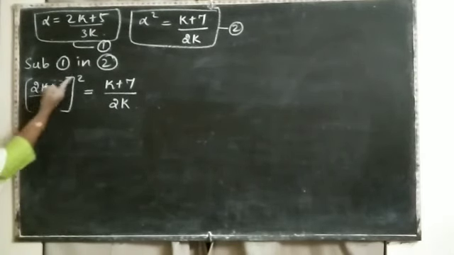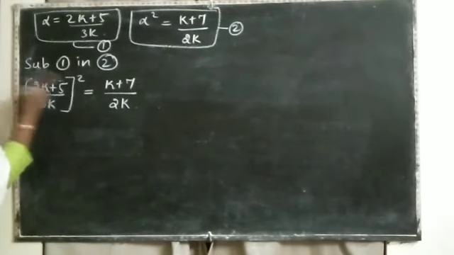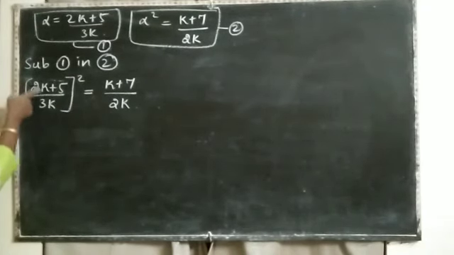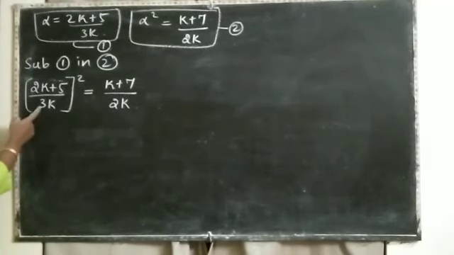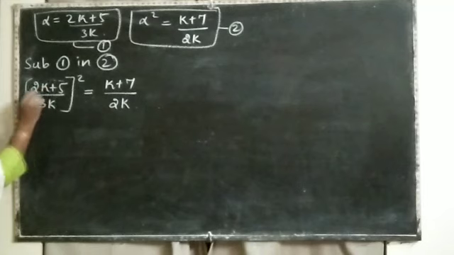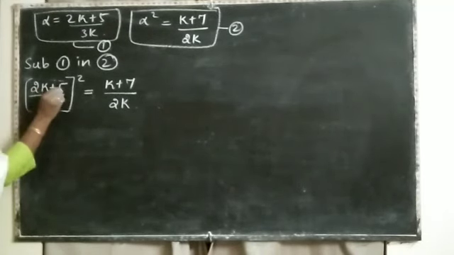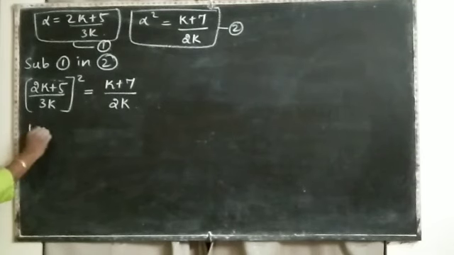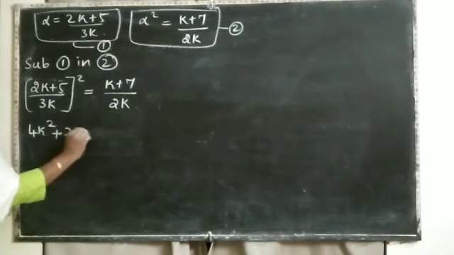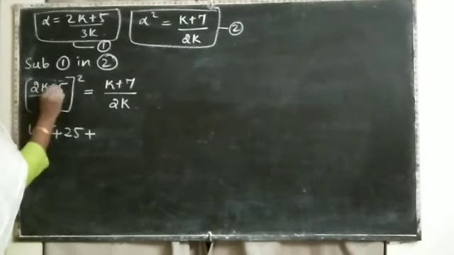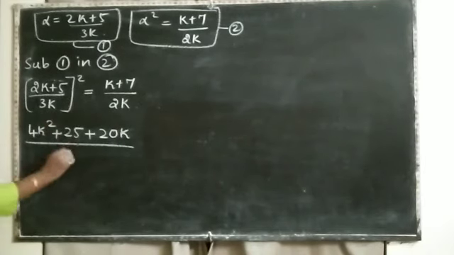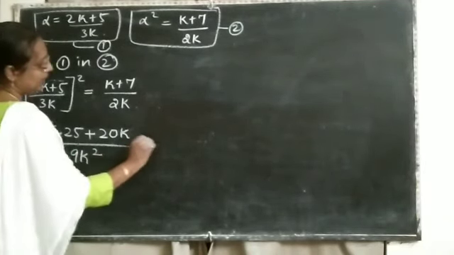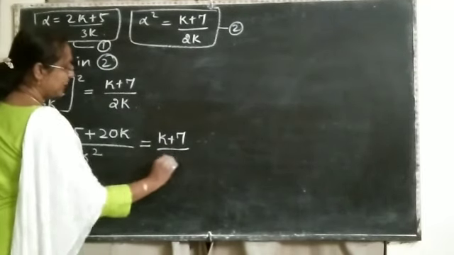See, again it is the (a + b) whole squared format. Now this square, you should be very careful. This square is common for both numerator and denominator. You have to expand the numerator separately and the denominator separately. The numerator becomes (a + b) whole squared, a squared plus b squared plus 2ab. So it is 4k squared plus 25 plus, 2 2s are 4, 4 5s are 20, so 20k, divided by (3k) the whole squared, which is 9k squared, equal to (k + 7) divided by 2k.